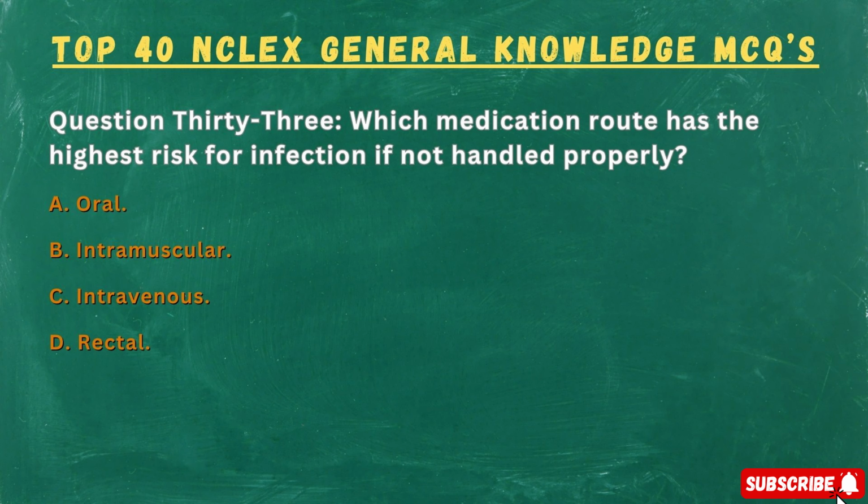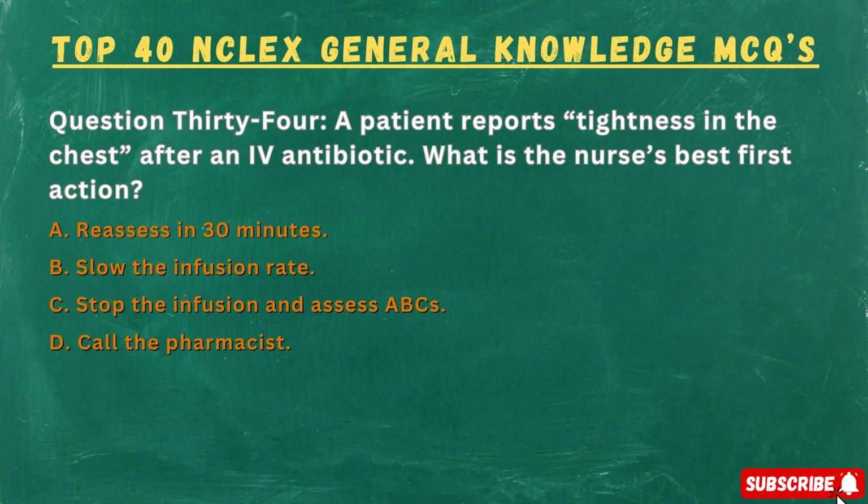Question 33. Which medication route has the highest risk for infection if not handled properly? A. Oral. B. Intramuscular. C. Intravenous. D. Rectal. Answer: C. Intravenous.